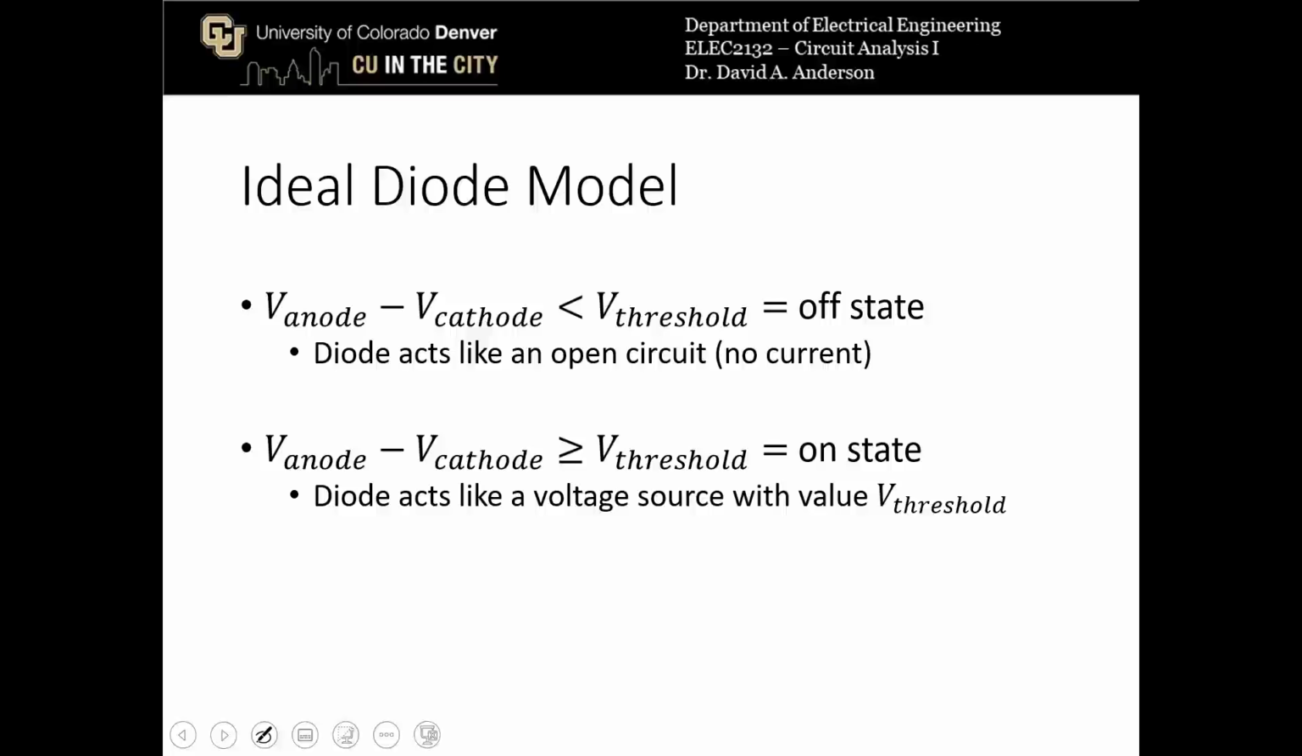So there are really two states in the ideal diode model. The first state is when V anode minus V cathode is less than the threshold voltage, and that's referred to as the off state. In the off state, the diode acts like an open circuit, which means that its resistance is infinite. When the anode voltage minus the cathode voltage is greater than or equal to the threshold voltage, we say that the diode is in the on state, and the diode acts like a voltage source with value threshold voltage.